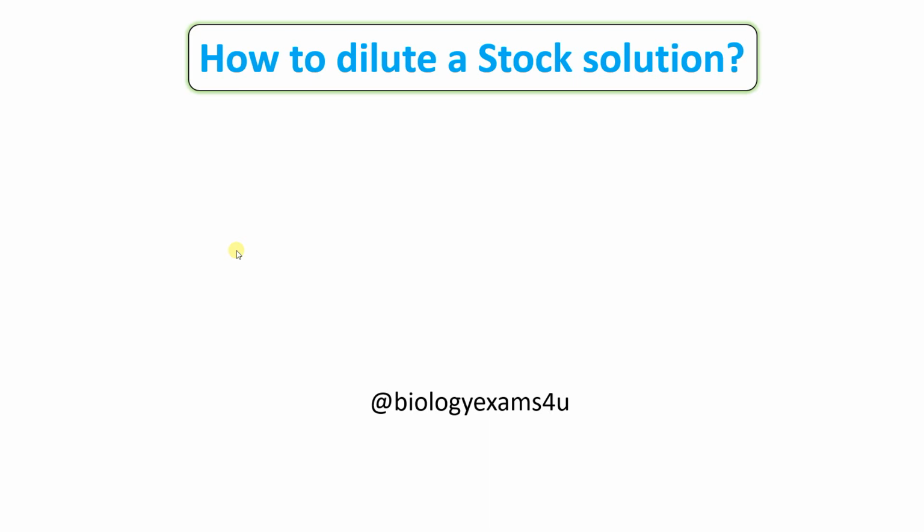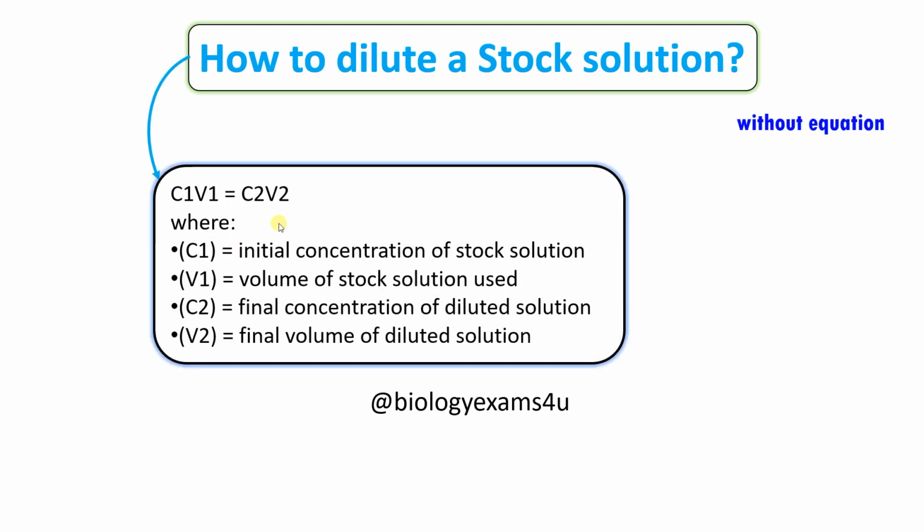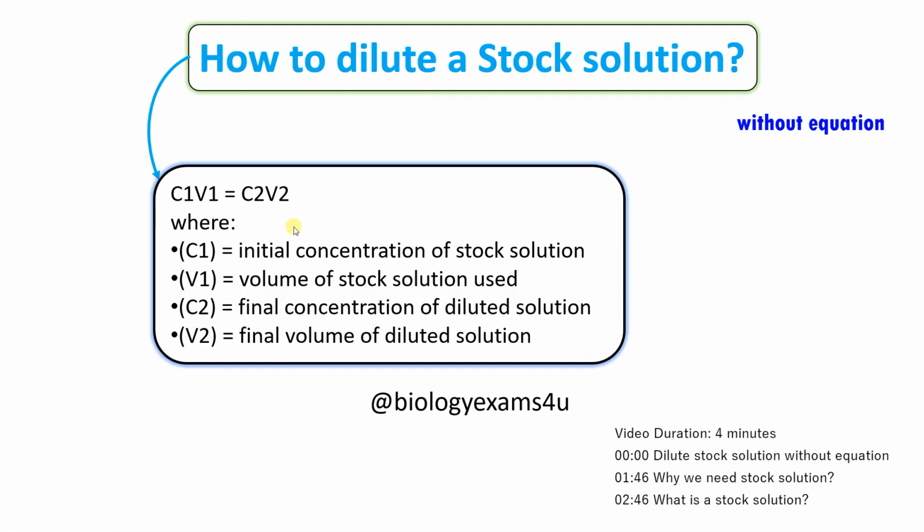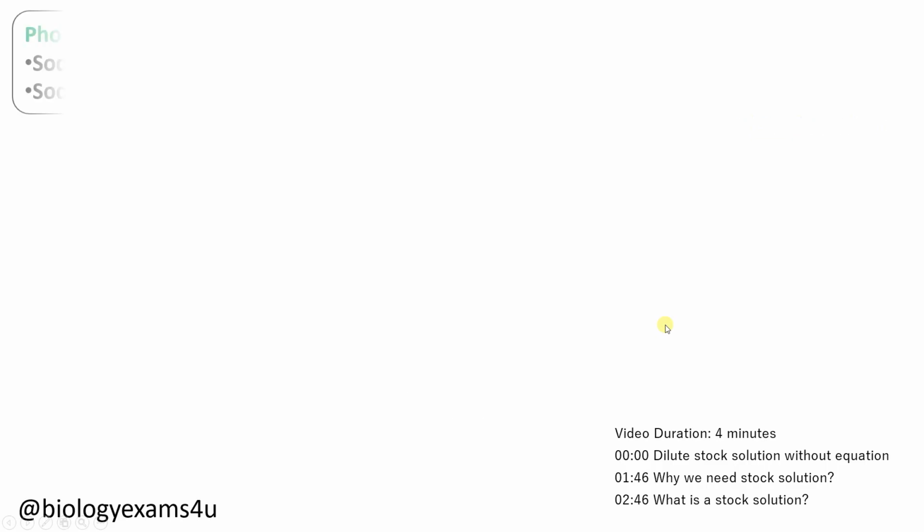How to dilute a stock solution without an equation? For diluting a stock solution, we use the equation C1V1 is equal to C2V2. Sometimes it is a bit confusing. Let me explain with a simple example.